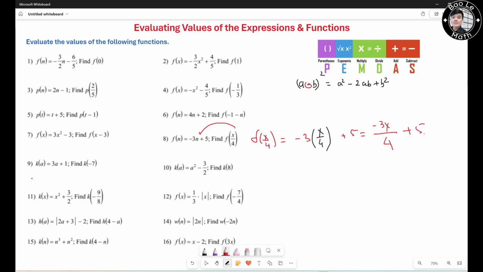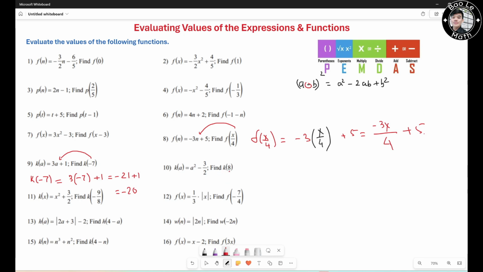Now question number 9. We need to calculate k of negative 7. We substitute negative 7 for a right here. So k of negative 7 equals 3 times negative 7 plus 1. 3 times negative 7 is negative 21, plus 1 is negative 20.